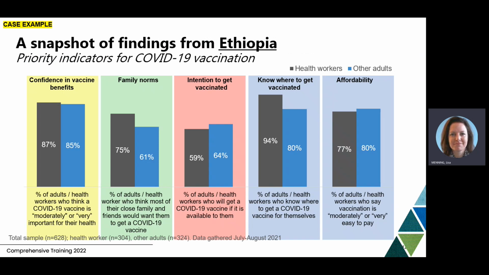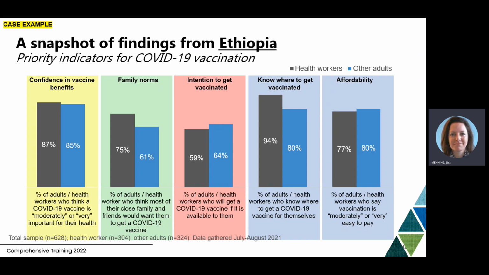So just to give you a couple of brief summaries of some of the data that we've gathered in the last few months. So this is just to offer a little snapshot or summary of how the data can be presented. So this is an example from Ethiopia when we do look at our priority indicators, or these 5 priority questions. And we can see here that there's high confidence in the benefits of COVID vaccination. The norms are a little lower. They're perhaps not yet established, but they are much lower for adults compared to health workers.